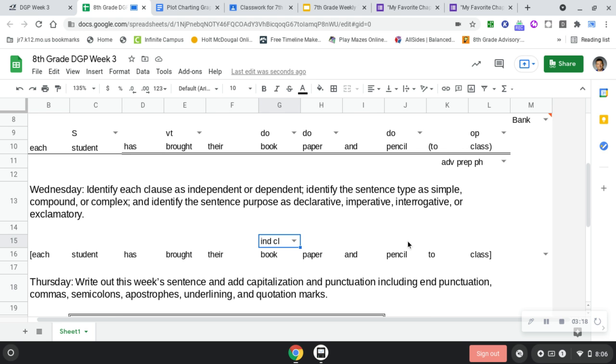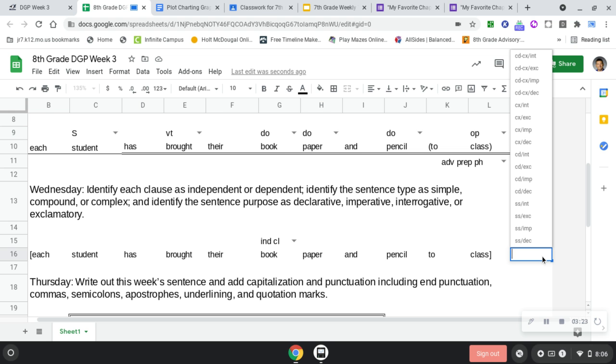All right. Now, we have one independent clause. So we need to know our sentence type. Is it a simple sentence where you just need one independent clause? Is it a compound sentence where we have two independent clauses? Is it a complex sentence where we have an independent clause and a dependent clause? Or is it a compound-complex sentence where you have two independent clauses and at least one dependent clause? Simple, compound, complex, compound-complex. It's a simple. Well done, Josh.